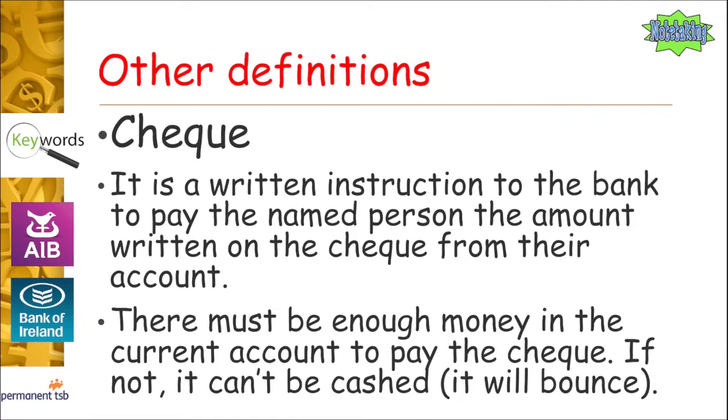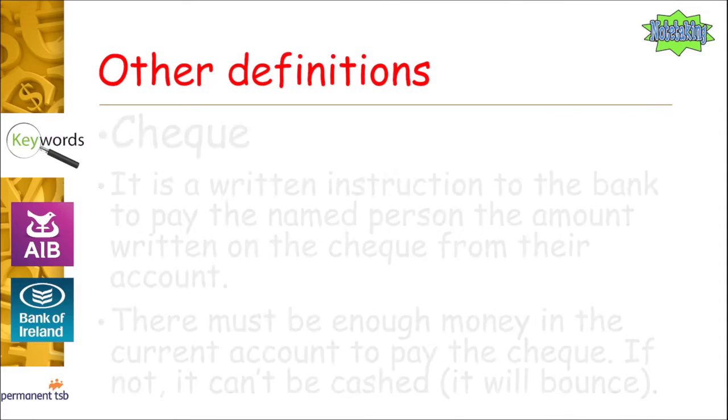So if, let's say, for example, I was given a cheque for €100, but the person writing the cheque only had €50 in their bank account, and I went in to cash the cheque, in other words, I went in to lodge the cheque, then the bank would say, no, sorry, we can't cash this cheque. It'll do a thing called bounce. In other words, the cheque won't work and I won't get my money.